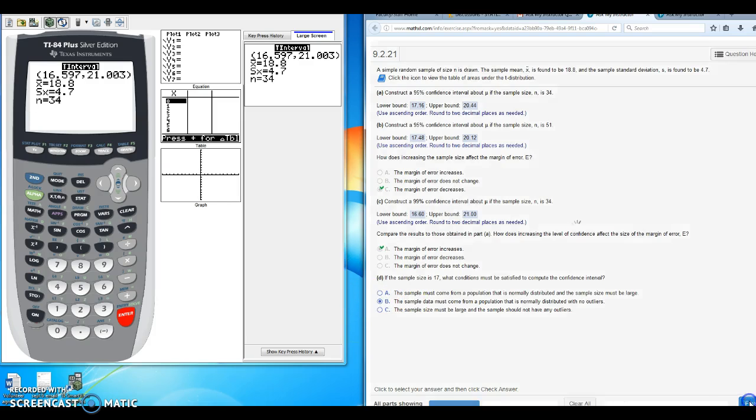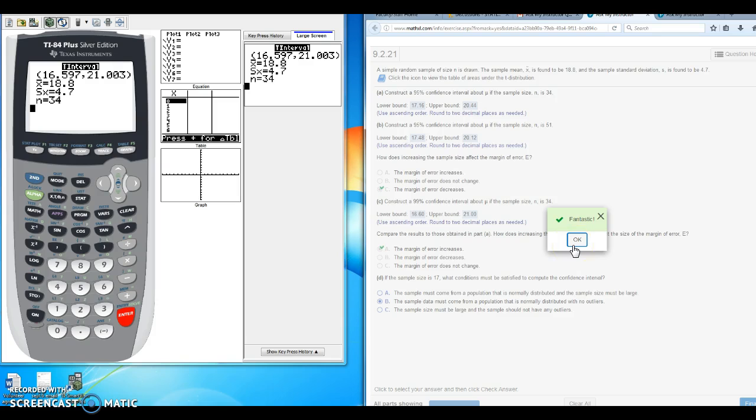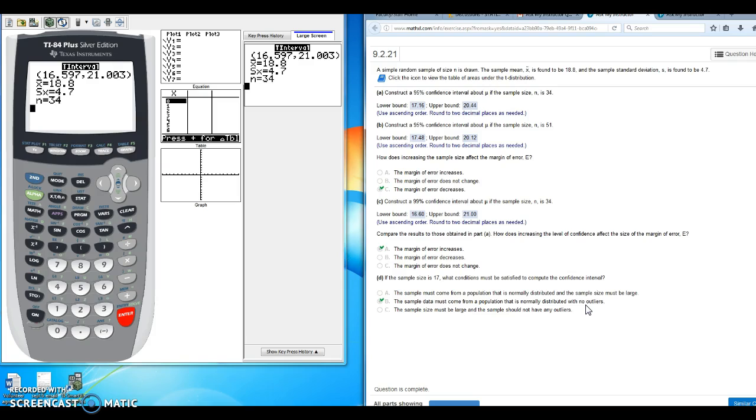Let's see what it says about B. The reason I picked that one is I don't have to have a large sample size if I come from a population that's normally distributed with no outliers. That allows me to have a smaller sample size and use the t-distribution. Hope that helps you.